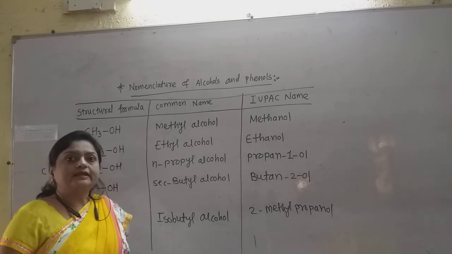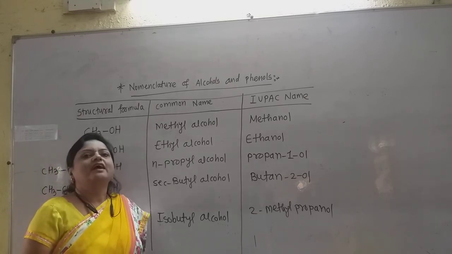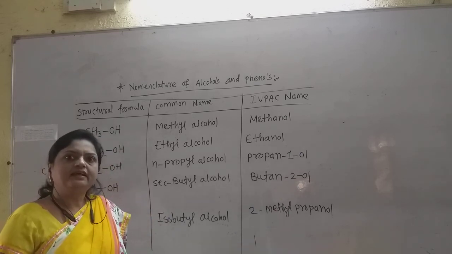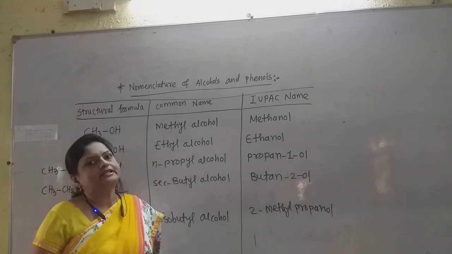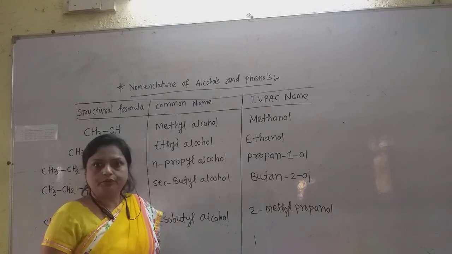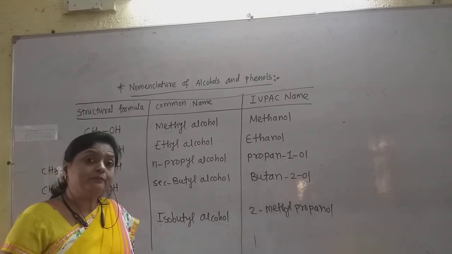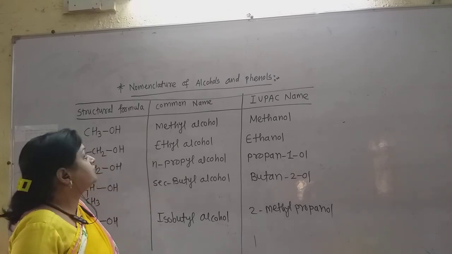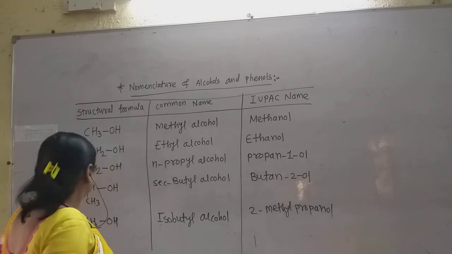Yesterday we already saw the classification of alcohols as allylic alcohols, benzylic alcohols, sp3 hybridized carbon having OH groups, and sp2 hybridized alcohols. Now let's come to the nomenclature, that means the common name and IUPAC name of alcohols and phenols. First see the common names and IUPAC names of alcohols.